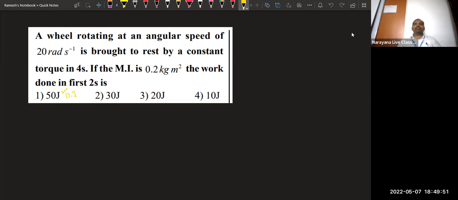For two situations, it is given. What is the initial angular speed? 20. Brought to rest, I mean, final angular speed, how much? 0. And how many seconds is it acting? 4 seconds. What is the moment of inertia? 0.2 kg meter square.